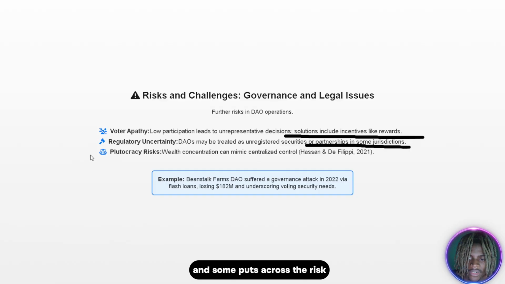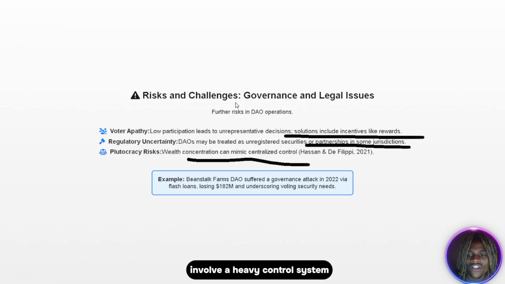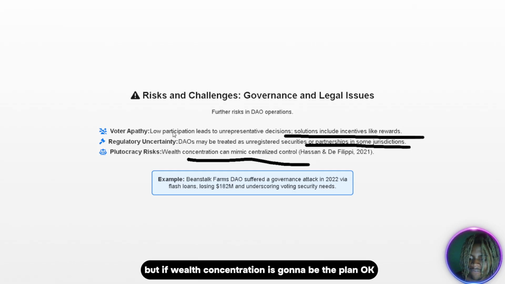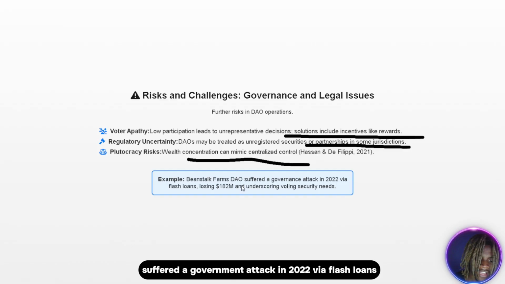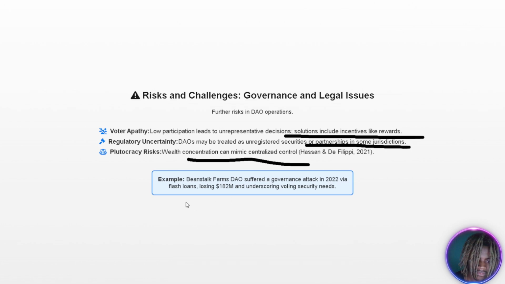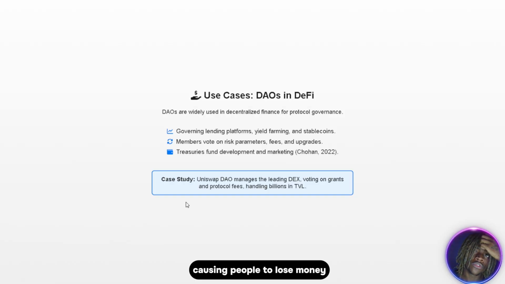And some plutocracy risk. Wealth concentration can recreate centralized control. So once again, the whole point of cryptocurrency is for it to not involve a heavy control system, but if wealth concentration is the plan, then that can destroy a lot. And Beanstalk Farms DAO suffered a governance attack in 2022 via flash loans, and they lost 182 million, underscoring voting security needs. So certain attacks and manipulations still occur, causing people to lose money. So be careful what you're investing in.